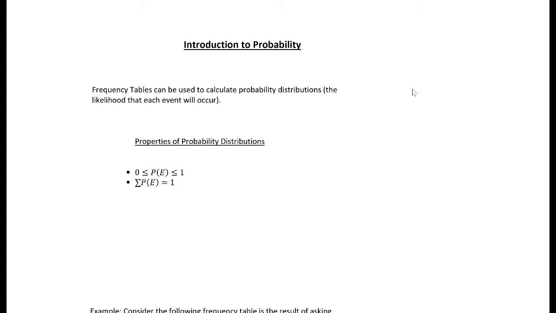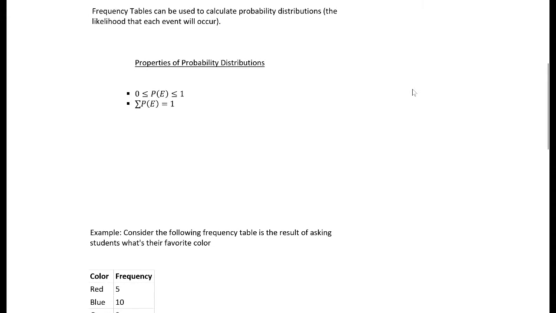event will occur. Before we jump into actually calculating your probability distribution, I wanted to go over some properties that we'll be using throughout the rest of the semester. First property is that each probability has to be between 0 and 1. That's very important. So a probability has to be between 0% and 100%. As far as decimals, that's what the 0 to 1 represents. As far as fractions, it has to be a proper fraction. Your probability cannot be less than 0 and it cannot exceed 1.